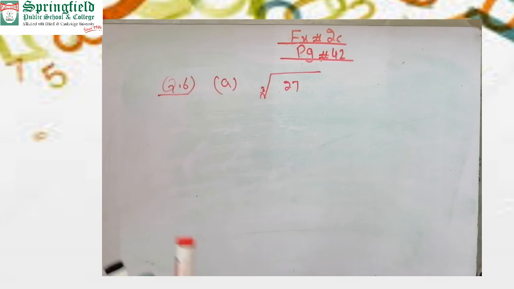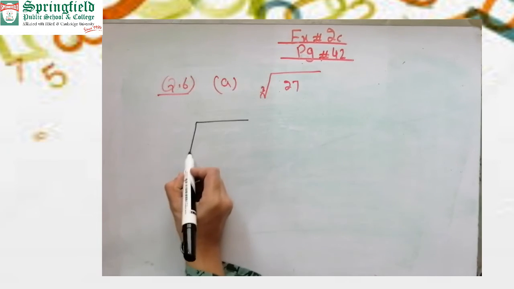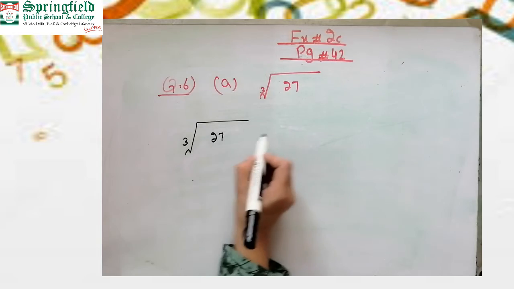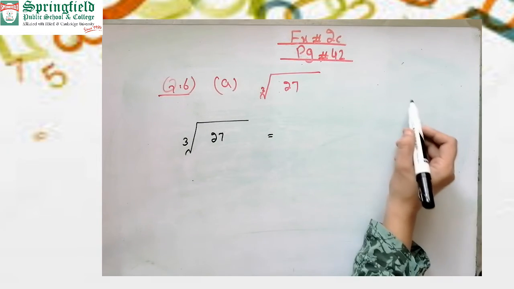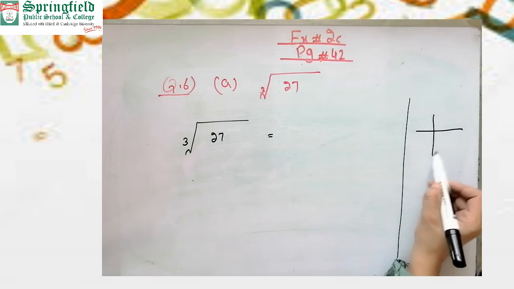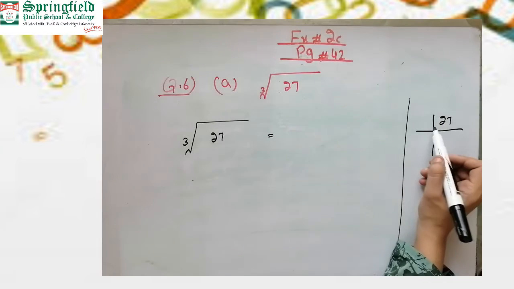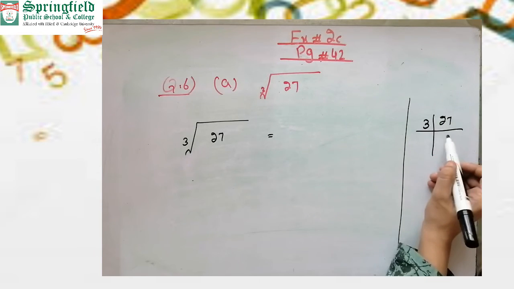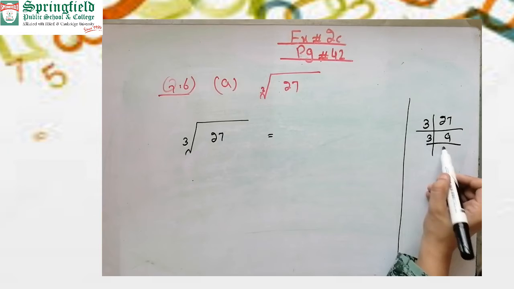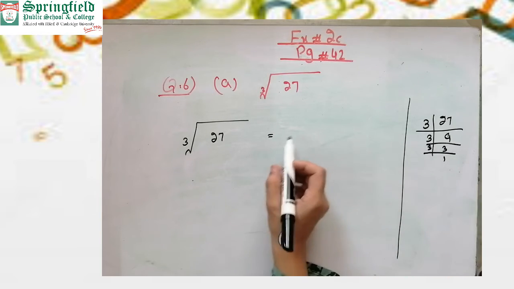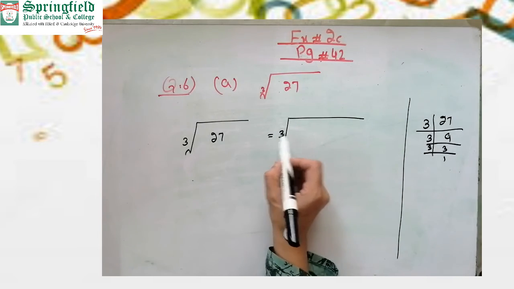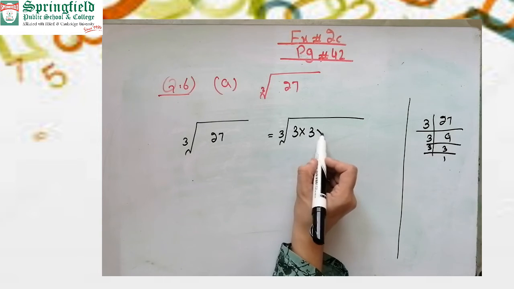27 is a positive number. It means we can find the cube root of 27. And keep in mind that we cannot find the cube root or square root of any negative numbers. So what we will do first? First we will find the factor of 27 by using the prime factorization method. So 27, 7 is the odd number. It means it cannot be divided by the table of 2. So we will start from the table of 3. 3 9s are 27, 3 3s are 9, 3 1s are 3. So the factor of 27 are 3 multiply 3 multiply 3.